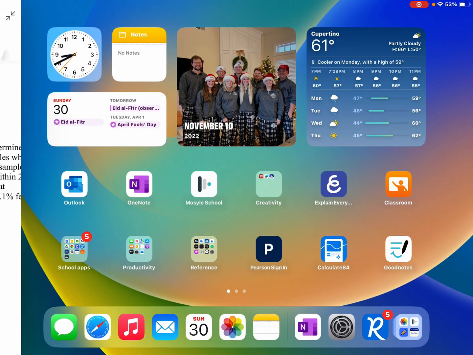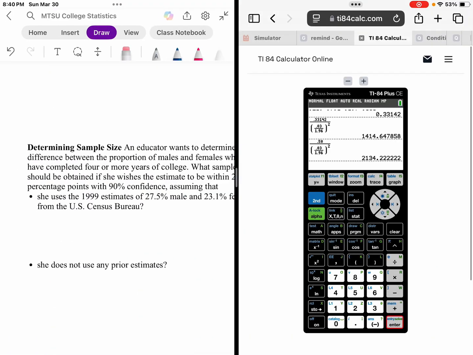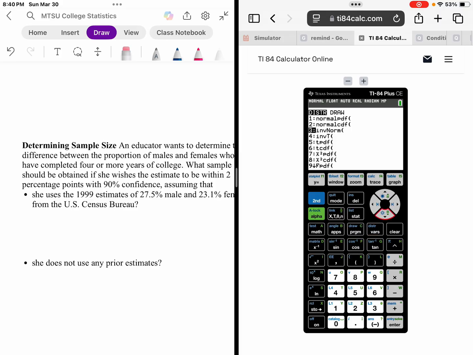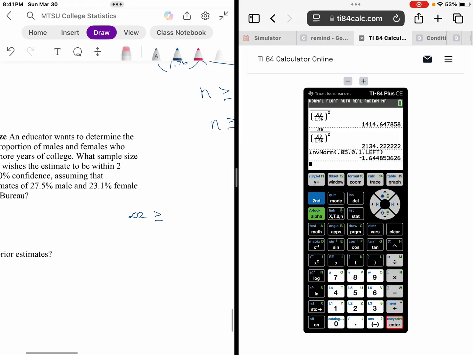So again, how we would do that, we're going to use inverse norm. So second var is option 3. We would do 1 minus 0.90, which was 0.1, and divide it by 2, which is 0.05. So 0.05, and then go all the way down. And my Z star is 1.645.